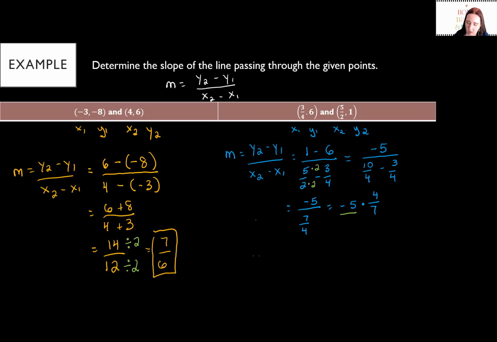So in order to multiply these fractions, I need to write my -5 as -5/1 to make it a fraction. And then I try to reduce before I multiply, but there's nothing to reduce here. 7 doesn't have anything in common with 5 or 4, so we can just multiply these. So we get -5 times 4, so that is -20. And then 1 times 7 is 7. And they don't have anything in common, so that is the slope.